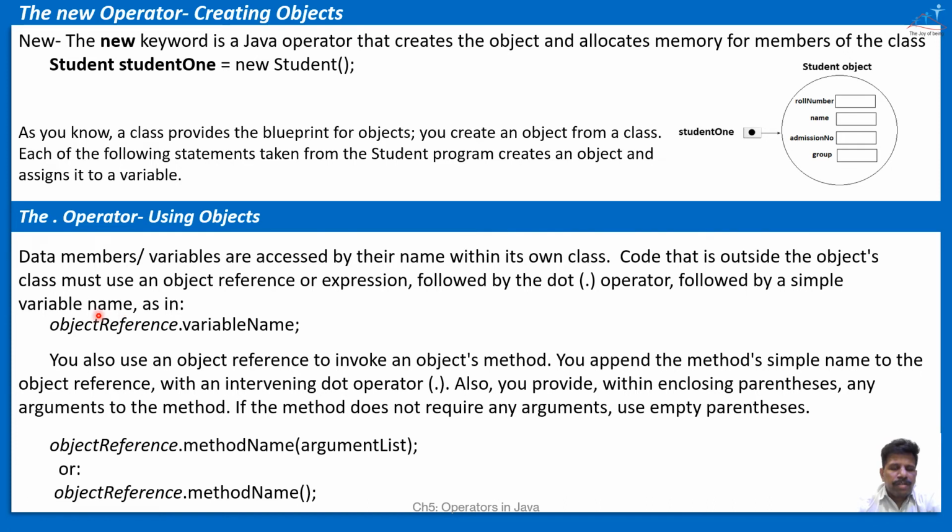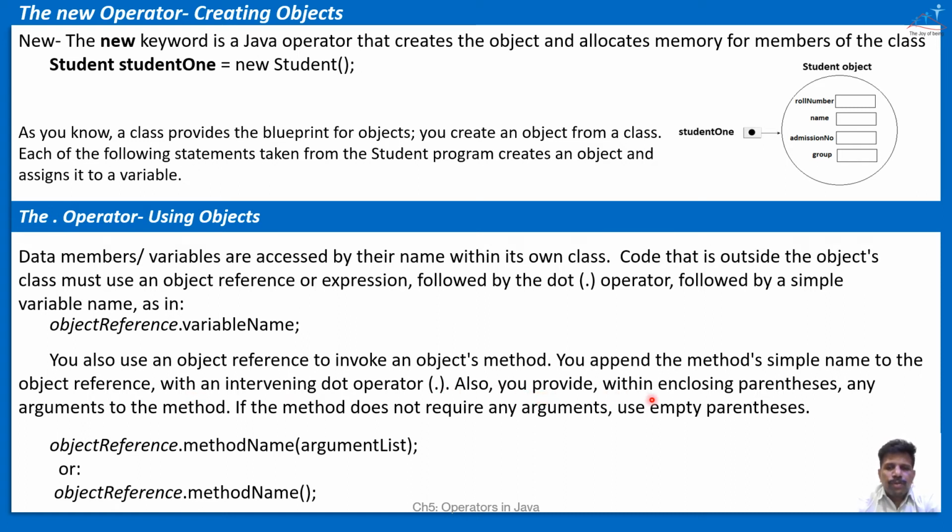Okay, so object reference dot variable name. Here it indicates that this particular variable or data member belongs to the class from which you have created the object. You also use an object not only with the data members. Member methods will also be accessed or invoked by using the object reference. You append the method simple name to the object reference with an intervening dot operator.